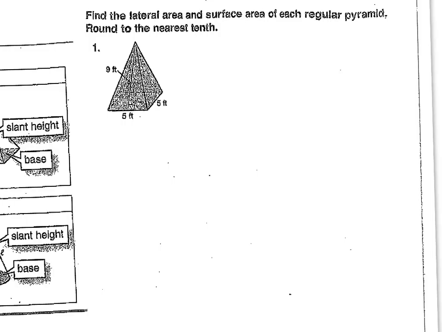So first of all, what is the slant? What is the height? The slant is 9 feet. The height is, do we have the height? We don't have the height, right? So this is what I was telling you, that sometimes you're going to be missing that height.